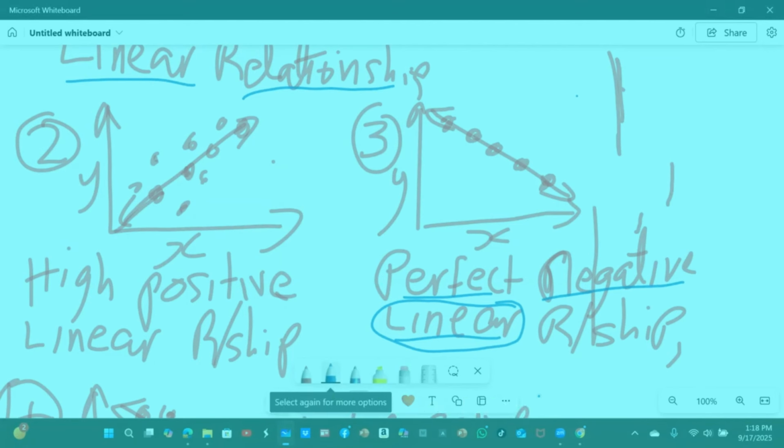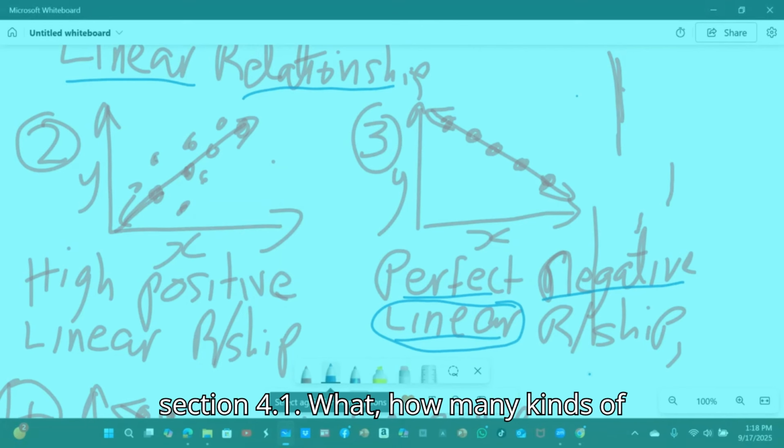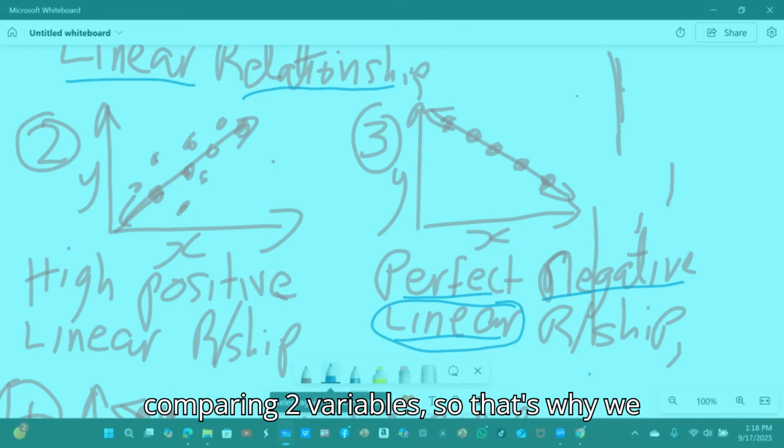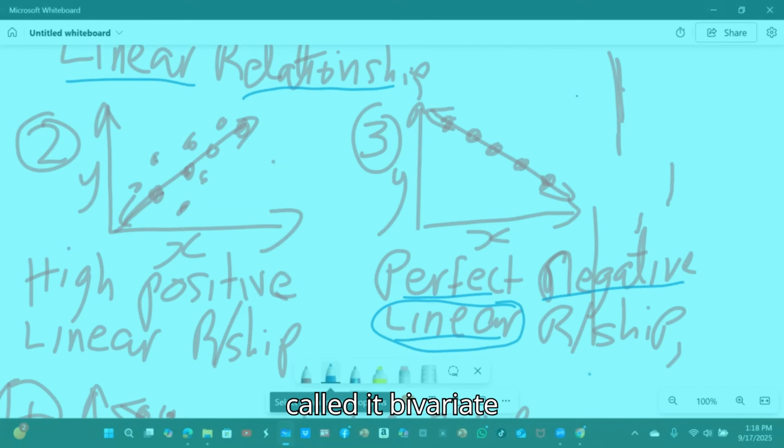All right. So we're defining, if you're just coming in, we're defining scatter plots, section 4.1. How many kinds of scatter plots do we have in this, and how can we use it to make a decision? What are we doing? We are comparing two variables. So that's why we called it bivariate data.